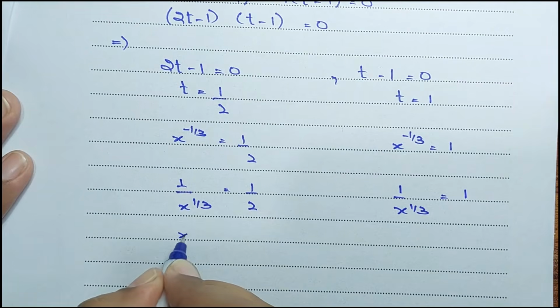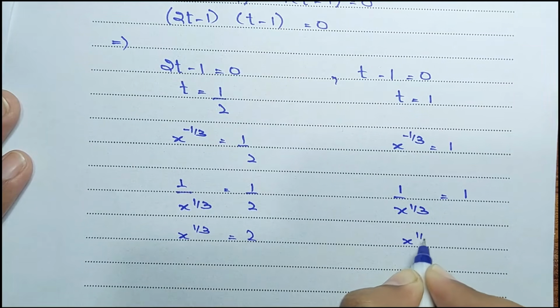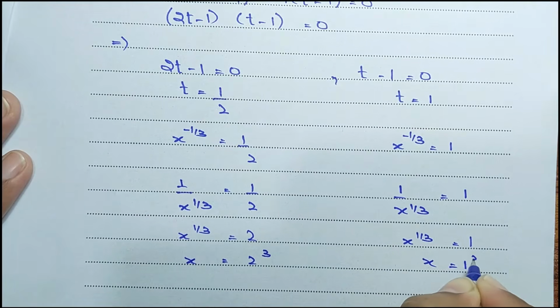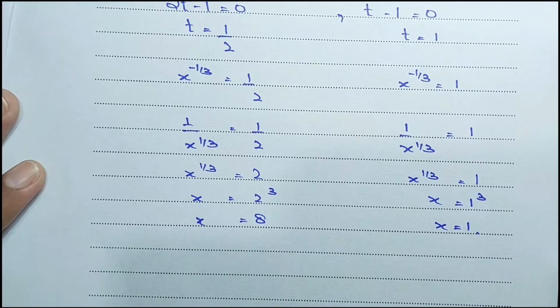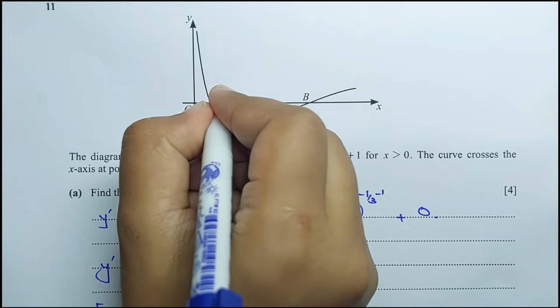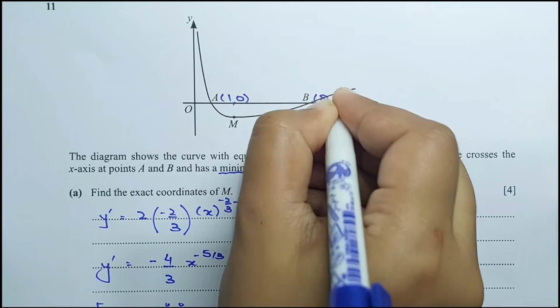Do the reciprocal: x power 1 by 3 is 2 and x power 1 by 3 is just 1. So taking cubes on both sides, x is equal to 2 cube and here x is equal to 1 cube, so x is equal to 8 and x is equal to 1. These are the two solutions, 8 and 1, right? So the x coordinates of the points A and B: A is (1, 0) and B is (8, 0).